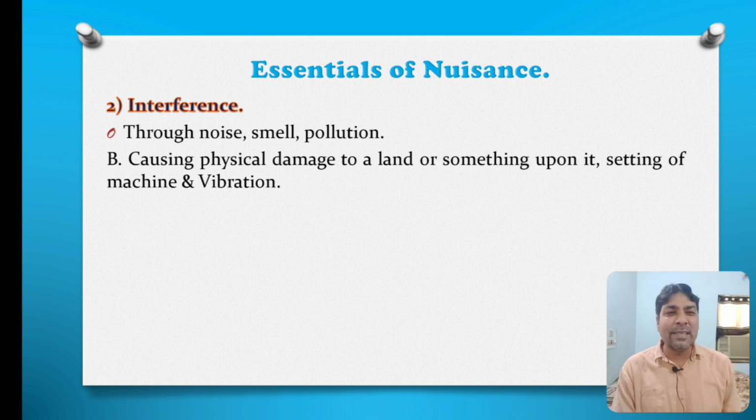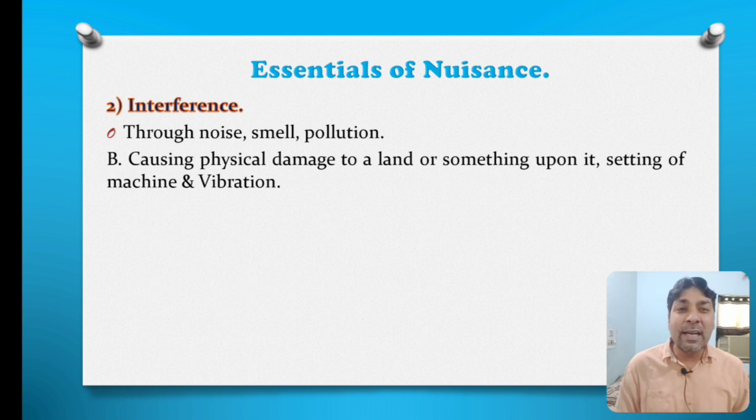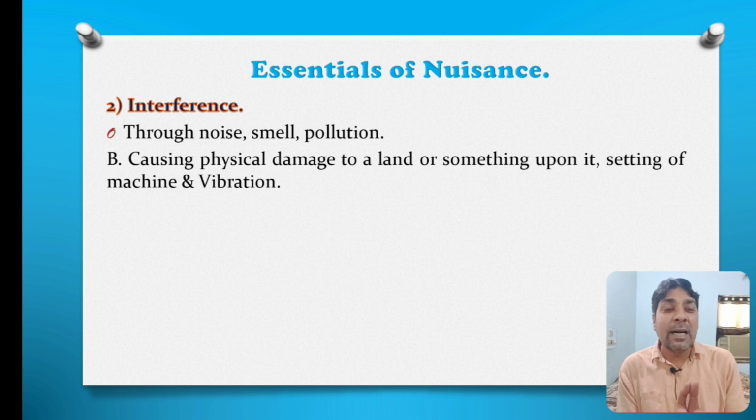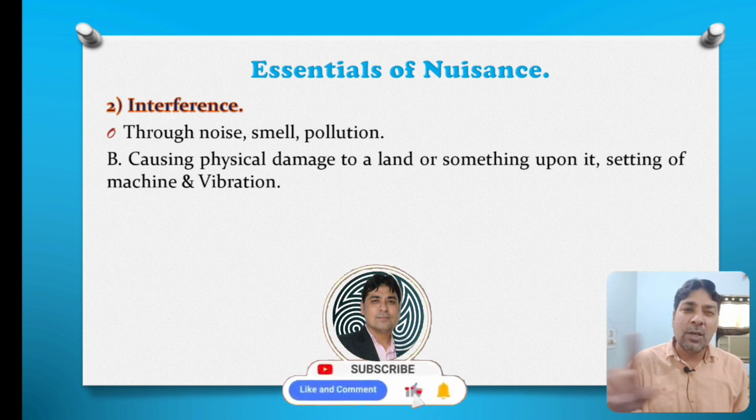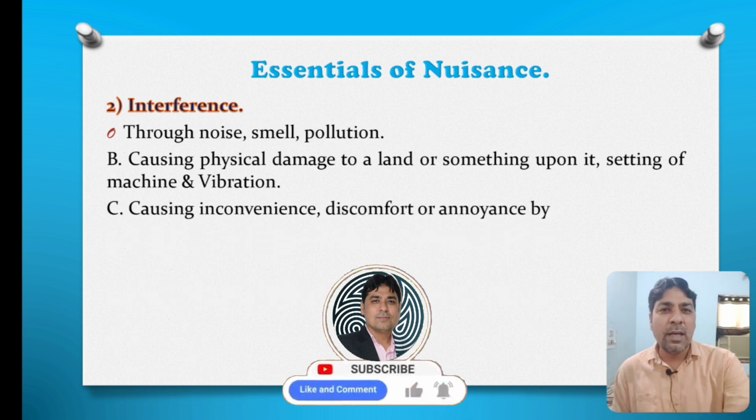Suppose our neighbor sets up heavy machinery on his premises, and due to the running of that machinery there is vibration and sound, due to which physical damage is caused to our property. Suppose due to the vibration of that machine there is a crack in the wall of our house, then it is an interference, and through that interference there is physical damage. So it is also an example of interference.